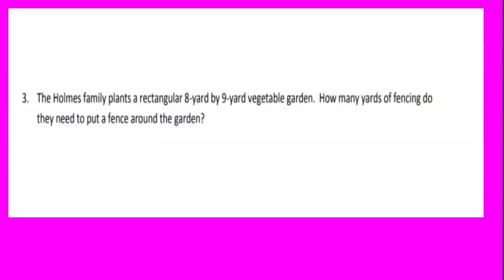Number 3, the Holmes family plants a rectangular 8 by 9 vegetable garden. How many yards of fencing do they need to put a fence around the garden? You're going to draw your rectangle and label it, and then find the perimeter. Go ahead and pause this. Try it on your own with those clues, and then turn it back on to check your work.